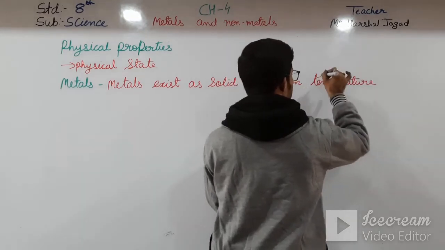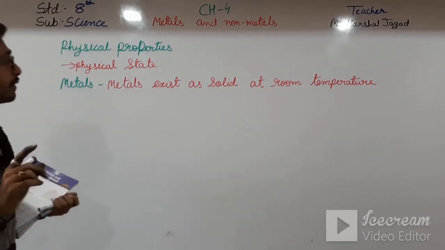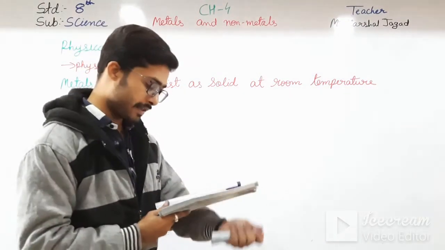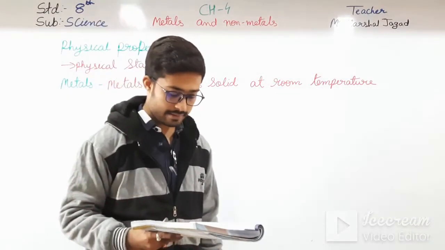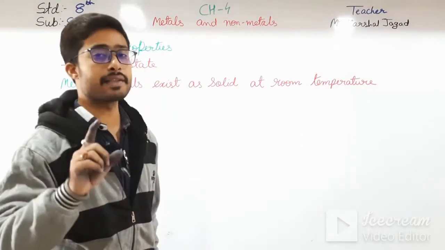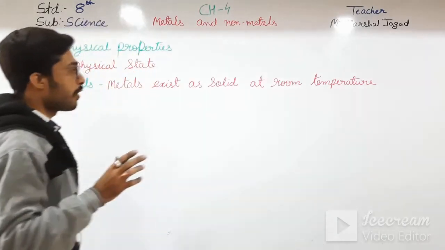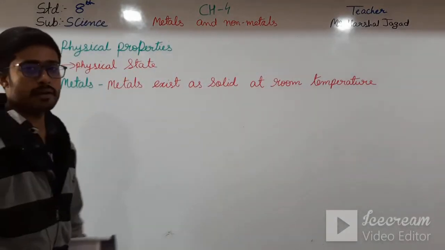But there is an exception. Mercury is the only metal which is liquid at room temperature. It is written here that mercury is an exception that occurs in a liquid state at room temperature. All the others are solid at room temperature.